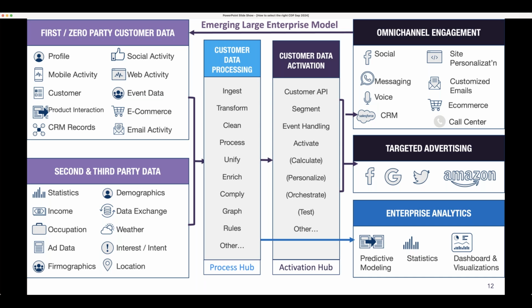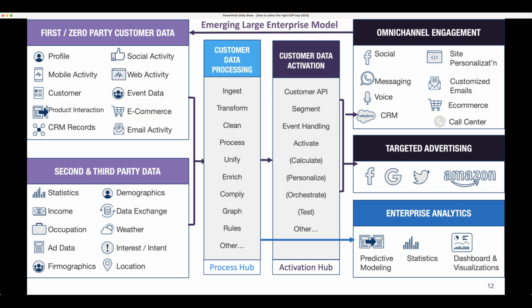So their own tooling, specifically their own lakehouses, but also all of the tooling that they might have around a data lakehouse, including ingest, transform, clean, process, unify, enrich, comply, graph, apply rules, all these sorts of things that really have to do with heavy duty data processing, versus customer data activation, which is really more of a marketing operations capability. And it turns out these are different capabilities that require different interfaces driven towards different personas within your enterprise.